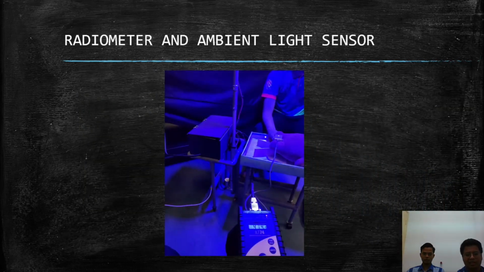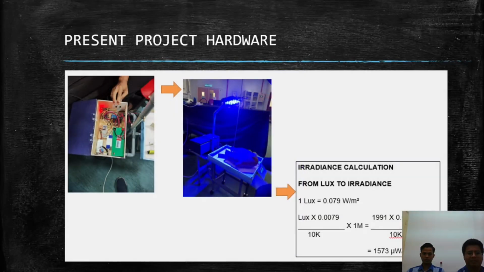So this is our picture for testing the radiometer and ambient sensor for comparison. Okay, this is our flow. This is the project. The second picture is when we turn it on.